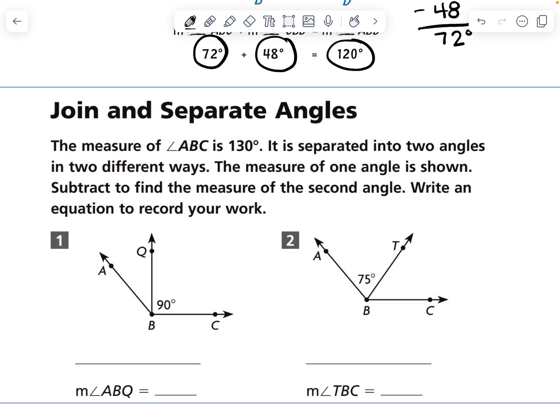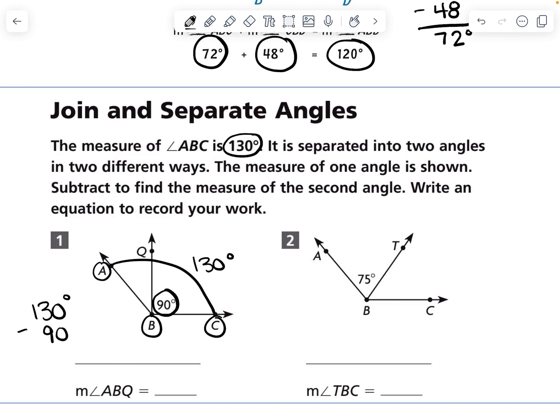If we know the angle measurement of angle ABC in each of these questions is 130 degrees, we are going to separate into two angles in two different ways. If I know one angle measurement is 90 degrees, but I know the total degrees are 130 degrees, I'm going to subtract 130 degrees minus 90 degrees to find the angle measurement of ABQ. ABQ is our unknown angle.